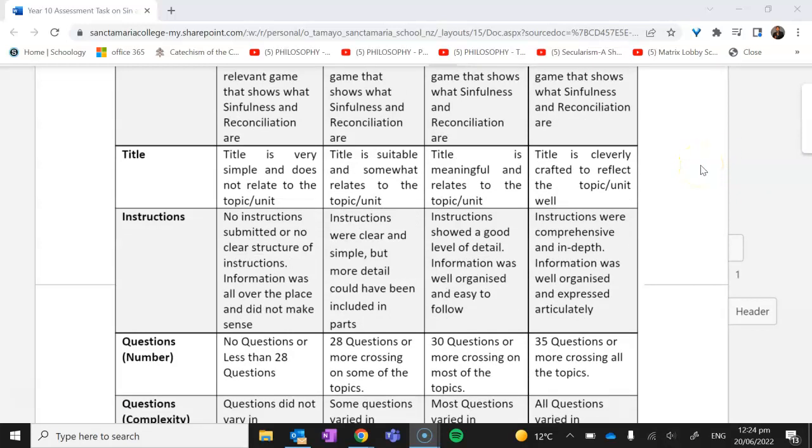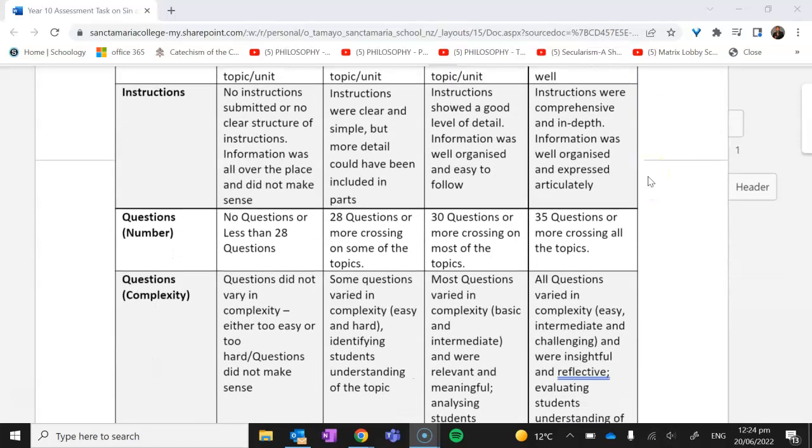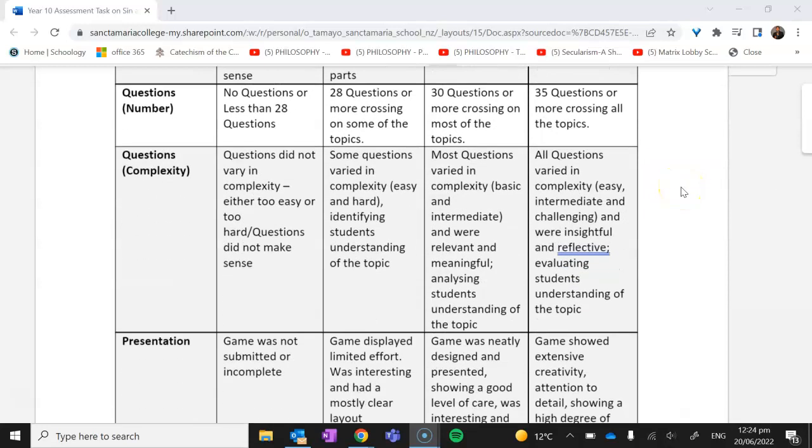Instructions. Instructions were comprehensive and in-depth. Information was well organized and expressed accurately. Questions in terms of number. There are about 35 questions or more, crossing all the topics. Questions in complexity. All questions varied in complexity: easy, intermediate, and challenging. And the questions were insightful and reflective, evaluating students' understanding of the topic.